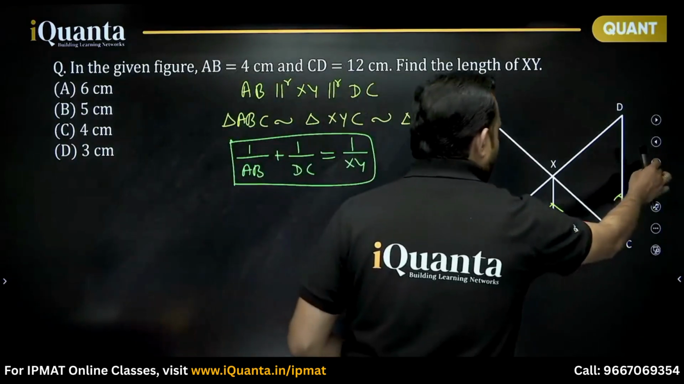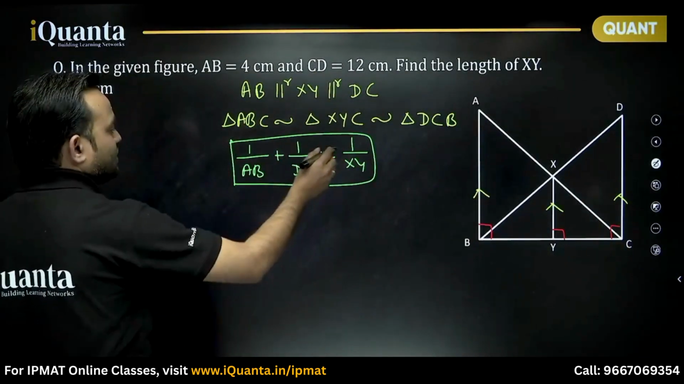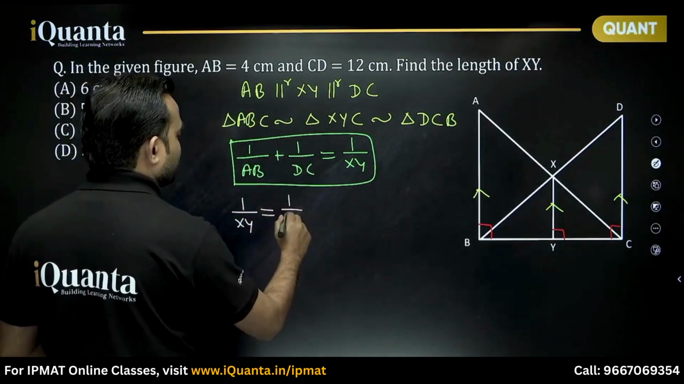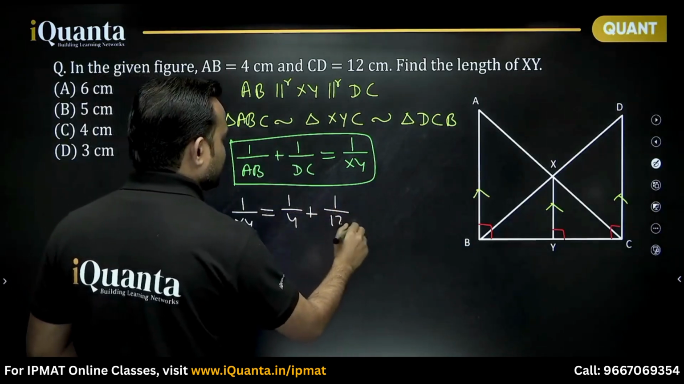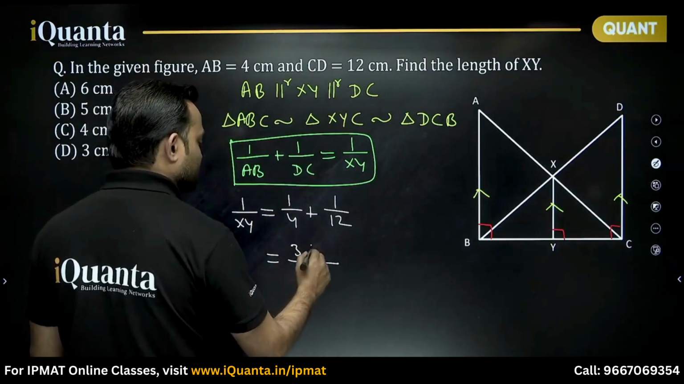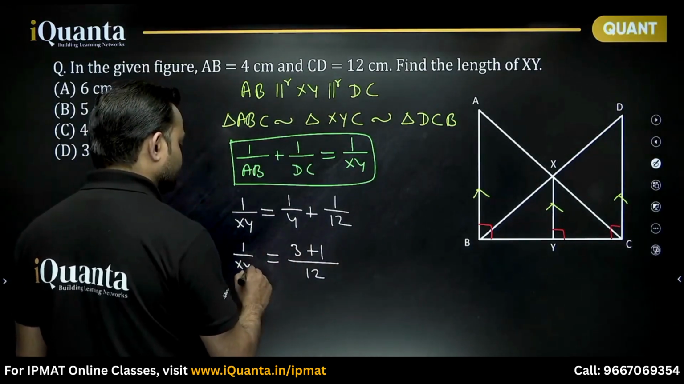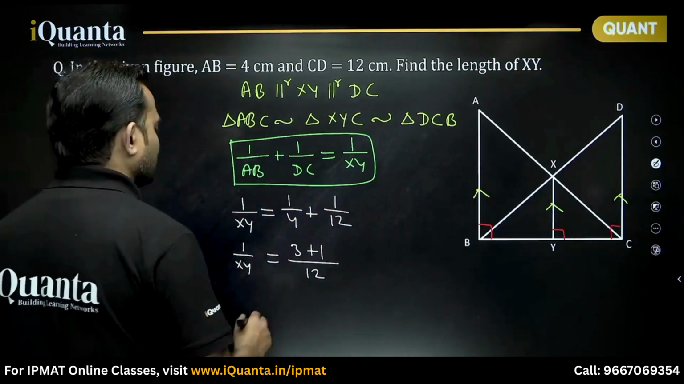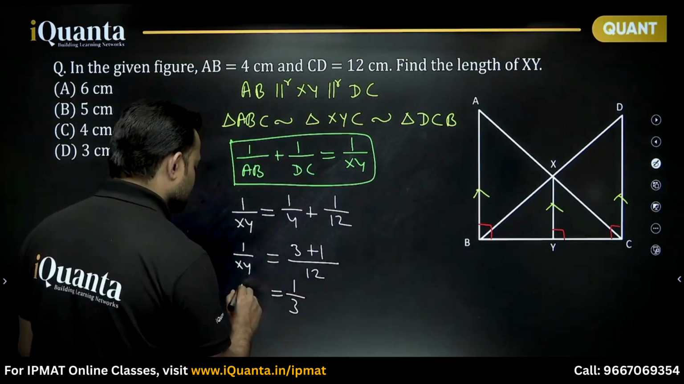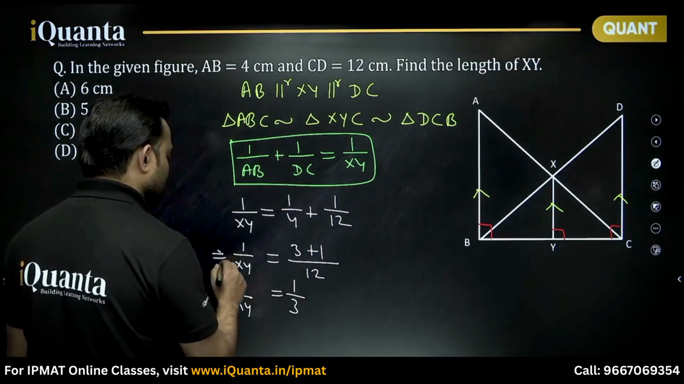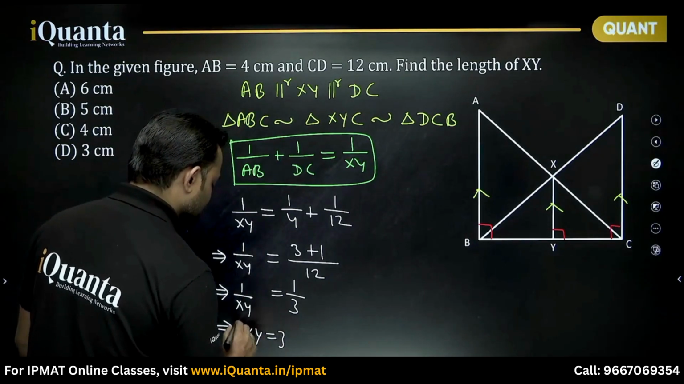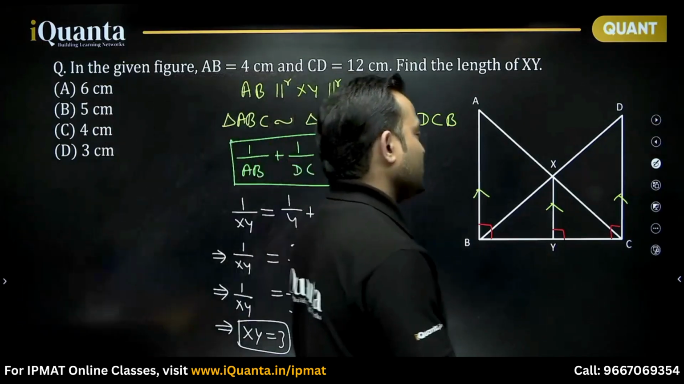Now if I use the values here, what will happen? 1 by XY is equal to 1 by AB, which is 1 by 4, plus 1 by CD, which is 1 by 12. Taking 12 as the LCM, 3 plus 1, so 1 by XY is equal to 4 by 12, which is equal to 1 upon 3. So 1 upon XY is equal to 1 upon 3, or we can say XY is equal to 3. So that is your answer.